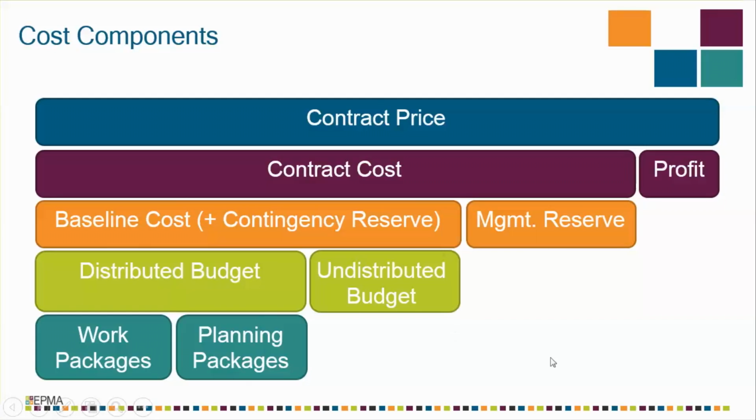So, do you see how the contract price is actually derived and what are the various components of the contract price? With this, I end my brief overview of the cost components model.